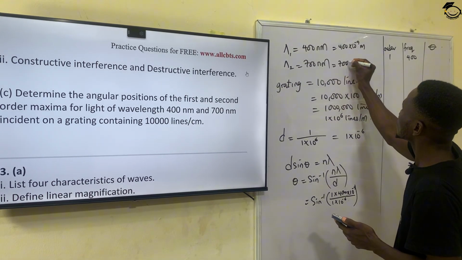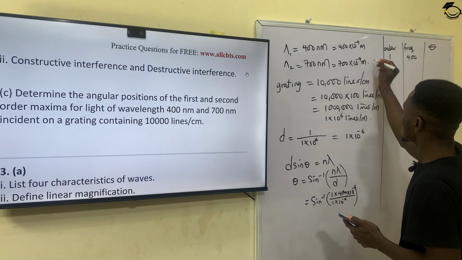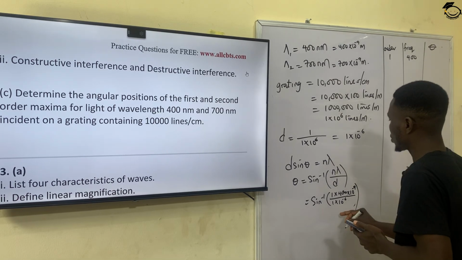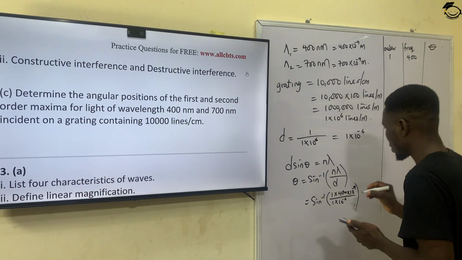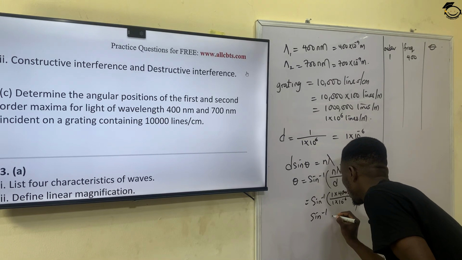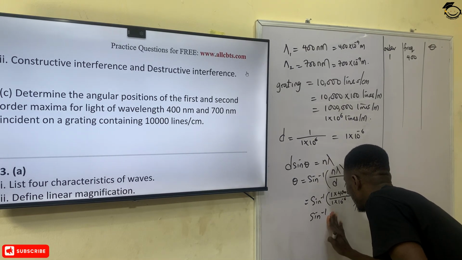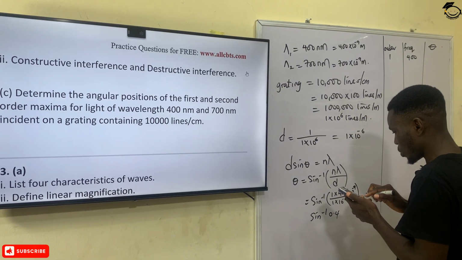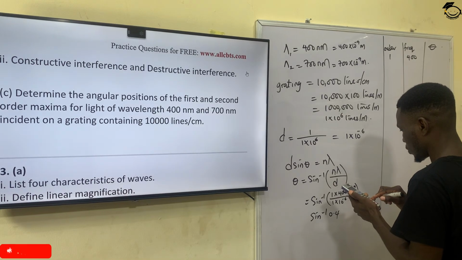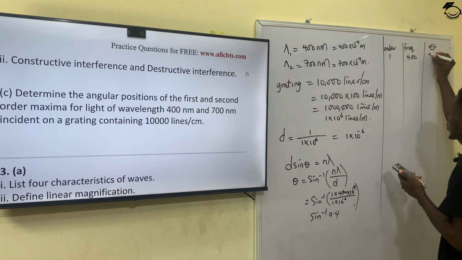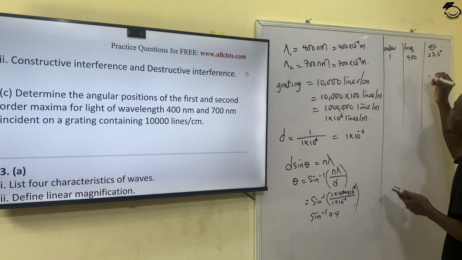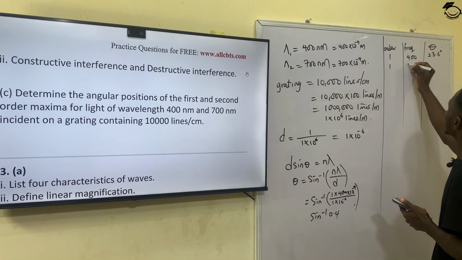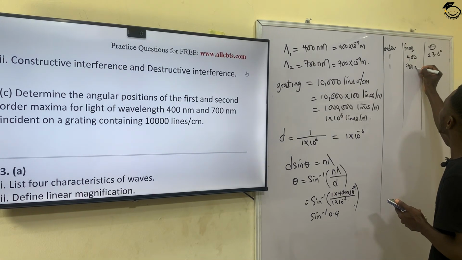This is 700 times 10 raised to power minus 9 meters. So if we do this at the end of the day, for the first one, what we'll be having is sine inverse of 0.4. Sine inverse of 0.4 is going to give us 23.6 degrees. So we are also going to do it on that same first order. We are going to do it for our 700 nanometers.